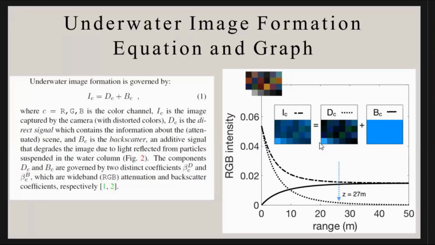As you can see in the graph, the direct signal intensity decreases for a while, and as the range increases, it becomes constant. And the backscatter, as you can see, increases for a while and then becomes constant. And the attenuation, as discussed in the image before, as we move farther away, the image becomes darker and less clear. So it decreases for a while and then comes to zero.